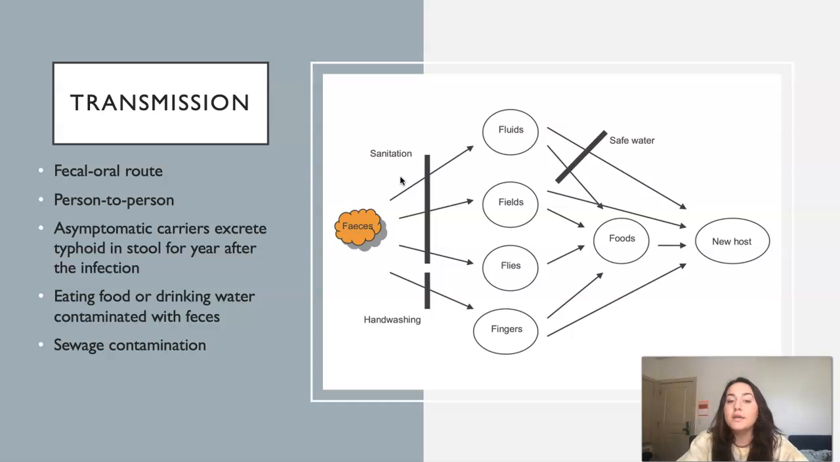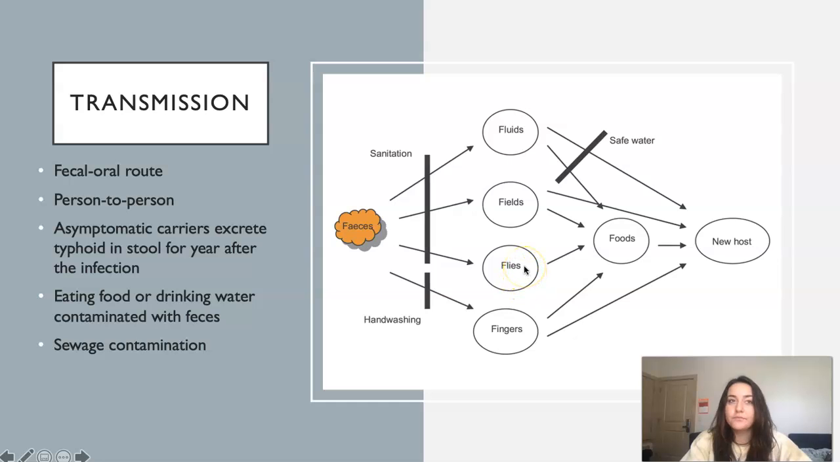And the importance of having proper sewage. But in this graph, this is actually called the 4F chart, and this really helps you visualize how it is transmitted. So again, it starts in feces, and if there's a lack of sanitation or hand washing, it can infect fluids, fields, flies, and fingers. Fluids being like water mainly. Fields, like if it's in the soil and then food grows out of it.